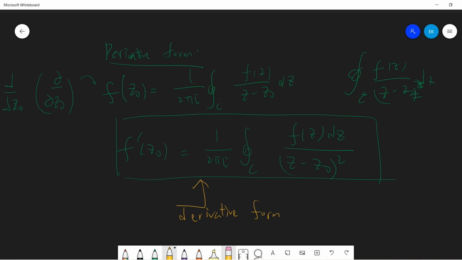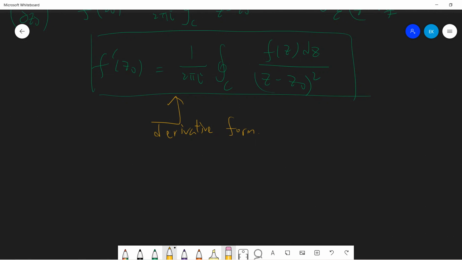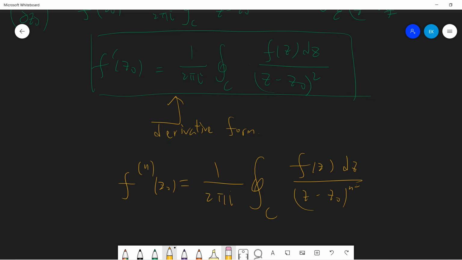We can just easily generalize. We just keep differentiating, so finally you will get the general derivative form. Just differentiate both sides with respect to z0, and you will get (z minus z0) to the power n plus 1, and n factorial, because you keep doing that. Suppose you do another derivative, then you get another factor of 2, and the minus term is also cancelled by this chain rule. Okay, so this is our general derivative form.